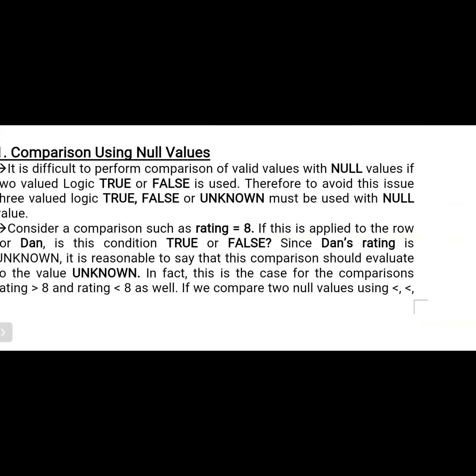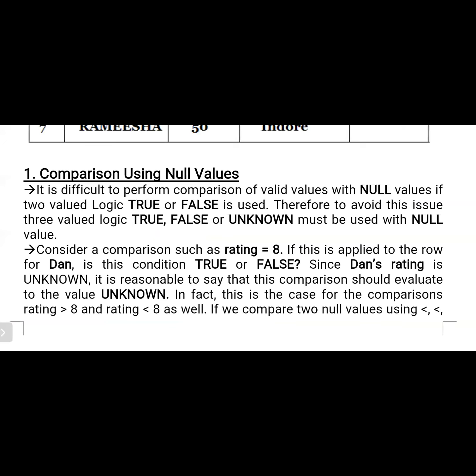Comparison using null values. It is difficult to perform comparison of valid values with null values if two-valued logic, true or false, is used. Therefore, to avoid these types of issues, three-valued logic, true, false, or unknown, must be used with the null values. Consider a comparison such as rating equal to 80.